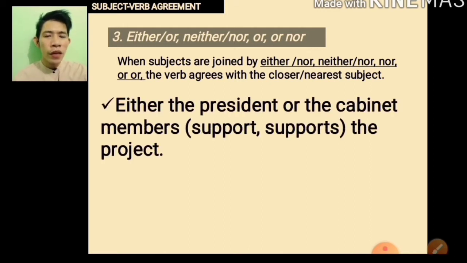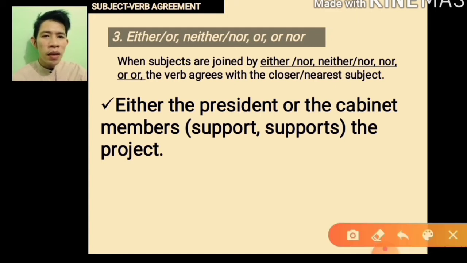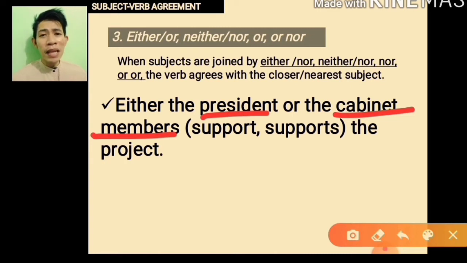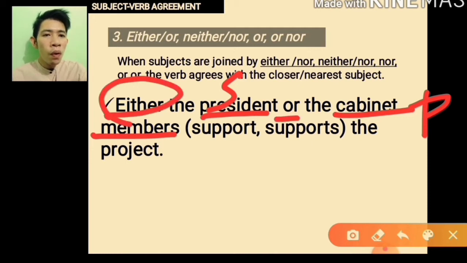Anong ibig sabihin nun? For example, either the president or the cabinet members support the project. Now, as you can see here, meron tayong dalawang subject, tama? Or dalawang nouns. We have the president and cabinet members. So in that case, malilito tayo kung saan tayo mag-agree. Why? Because the president is singular and the cabinet members plural siya, tama? So kanino kaya tayo mag-agree? Since the subject is being joined by either or, mag-agree tayo sa pinakamalapit na subject.